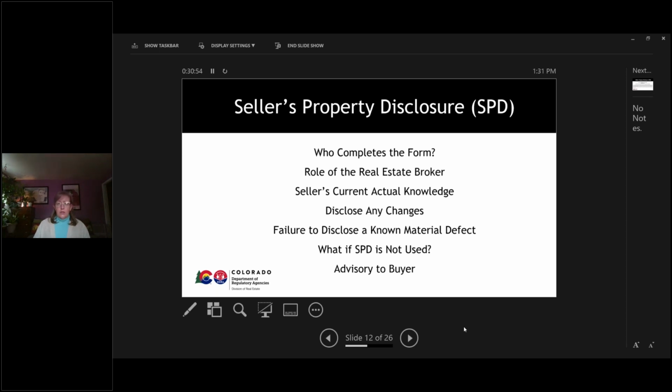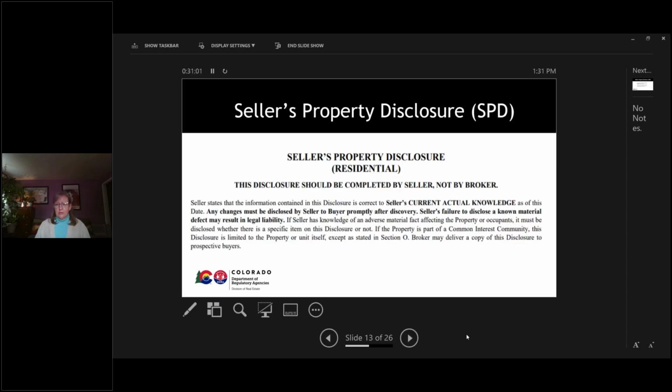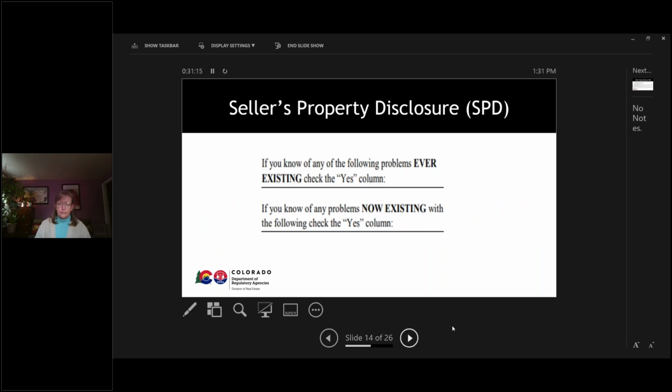When, as a seller, you are going through this document, you need to read it very carefully because the language throughout the document changes. Depending on what portion of the document you're dealing with, the questions may be, has this condition ever existed? Like structural problems or a roof leak, versus other portions that say, is this a condition that's now existing? Like an issue with one of the appliances or an issue with the sewer.